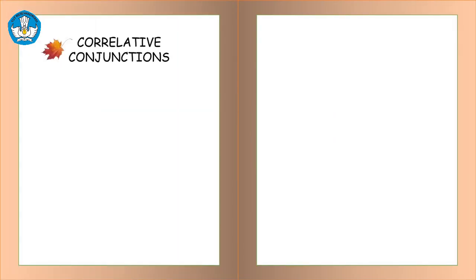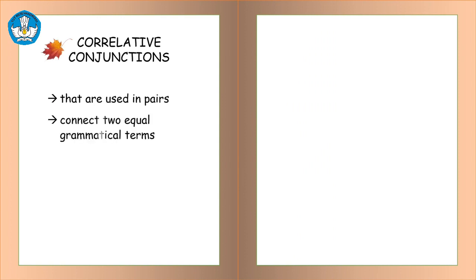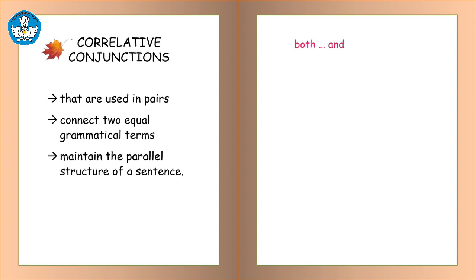Last but not least, there are correlative conjunctions that are used in pairs. They connect two equal grammatical terms and maintain the parallel structure of a sentence. I'll show you the common pairs of correlative conjunctions.